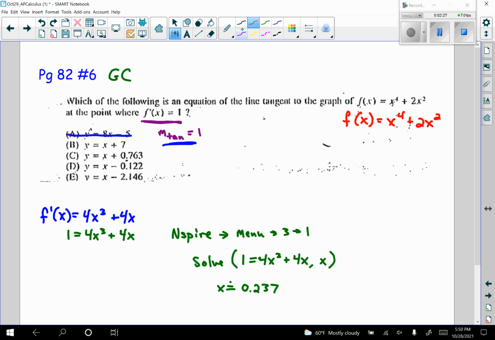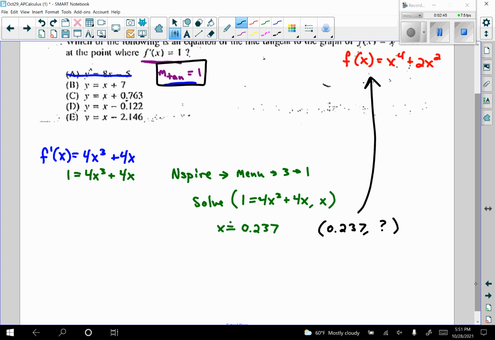Okay, so we have a couple good pieces of information. We have the slope of our tangent line. We have the x value of our point. We just need the y value. What are we going to do to find that? We're going to substitute the 0.237 back into f of x. So we want to figure out f of 0.237. Just use your calculator for this. Again, round it to 3 decimal places. And we should be getting a 0.115.